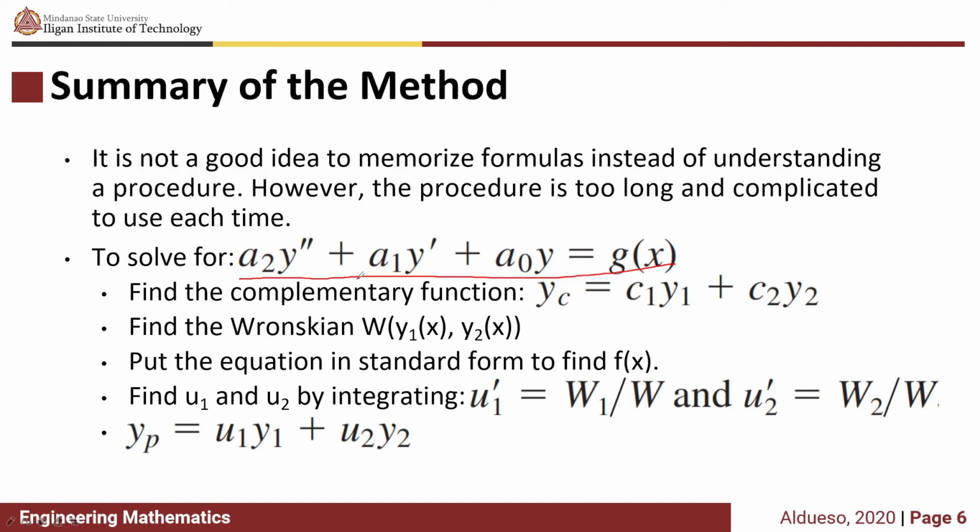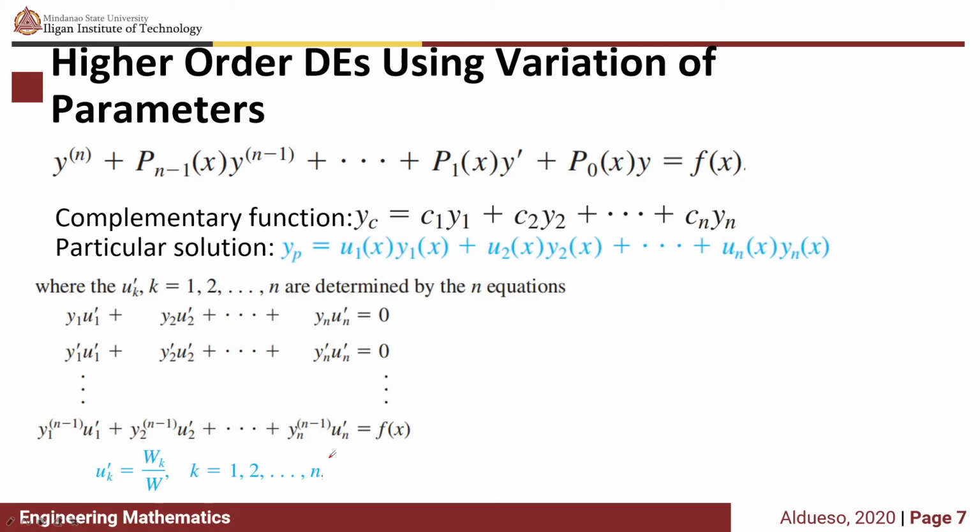So this differential equation. And then find u1 and u2 by integrating this equation and this equation respectively. And then lastly, our yp is equivalent to u1 y1 plus u2 y2. Then our general solution is yc plus yp.